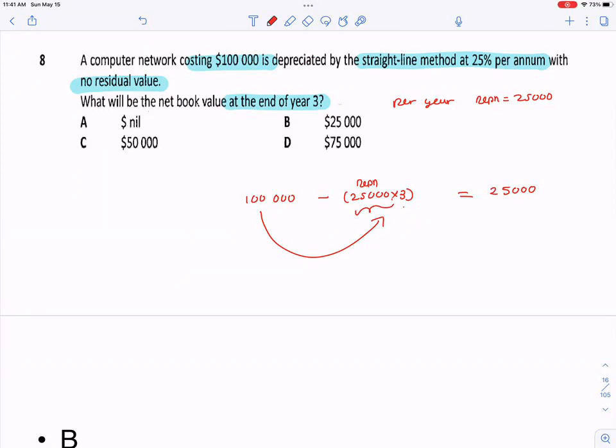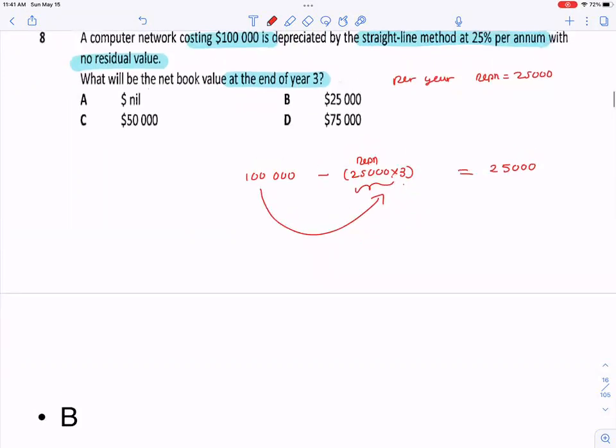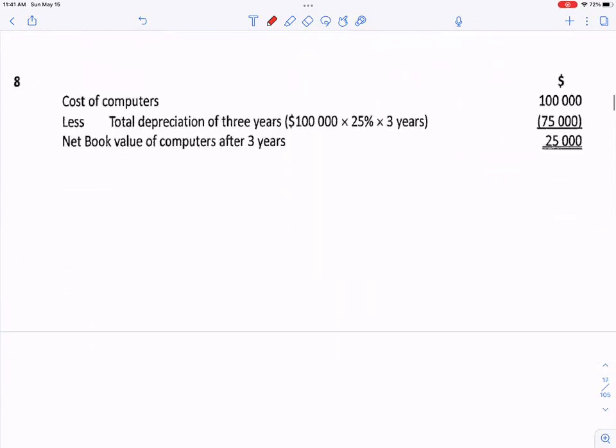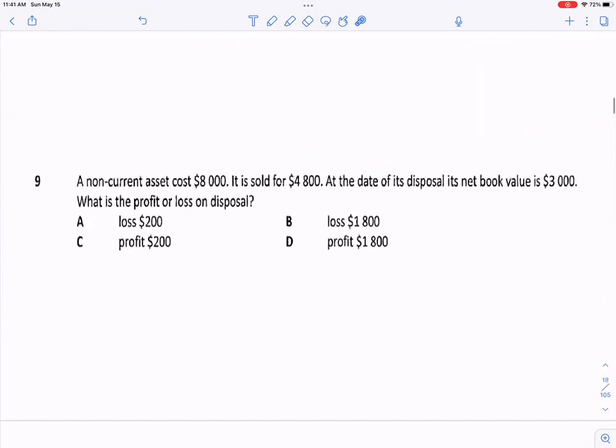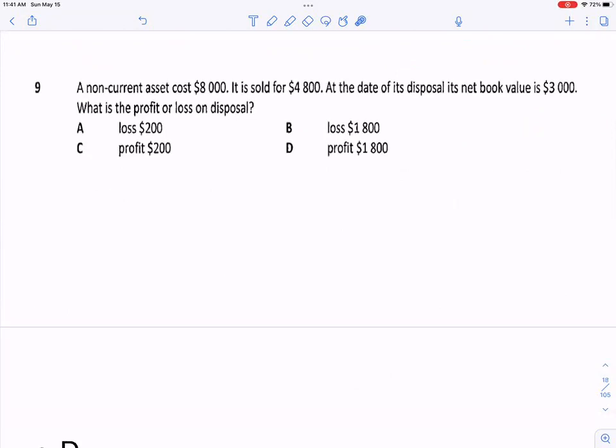I do the big method only when there is reducing balance method. But if there is lack of understanding, it is better to do the big method and get the correct answer. So the option is B. Can I move ahead? Cost of computers is 100,000. Depreciation for 3 years is this much. So the net book value after 3 years is 25,000. Go on to the ninth one.